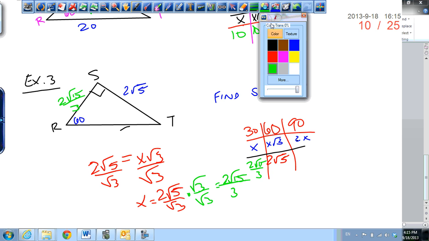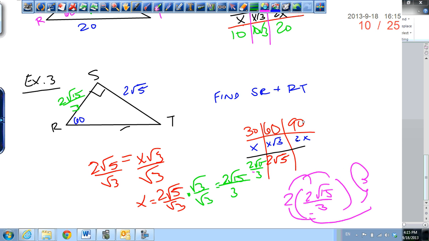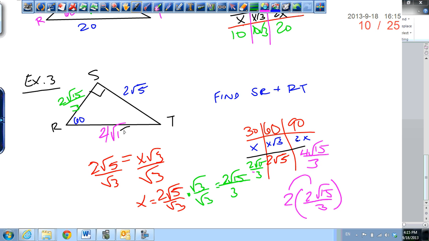To get what 2x is, I'm literally just going to take this whole thing and multiply it by 2. Now, when we're dealing with this, we like to multiply everything, but in reality, we only multiply the 2 in front, the big number. So 2 times 2 is 4, square root of 15 over 3. So that's my longest side. That's my hypotenuse. 4 square root of 15 over 3.